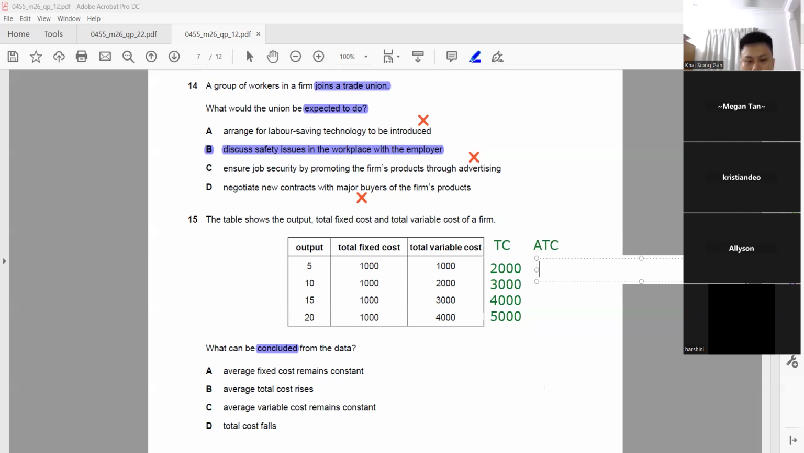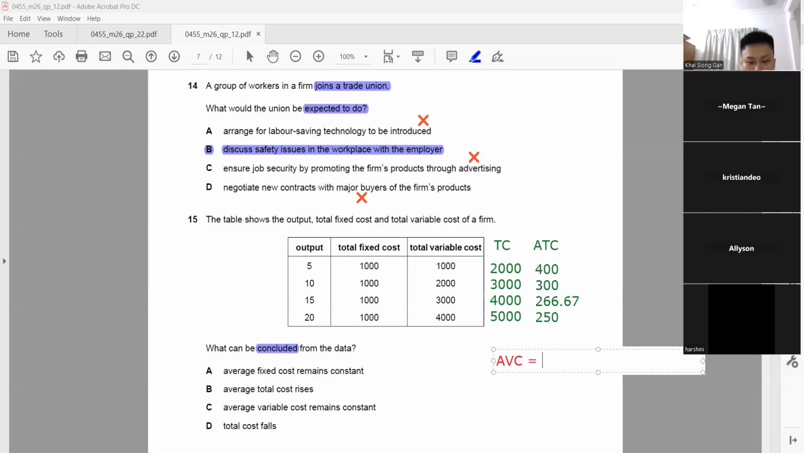So 400, 300. Then this one is how much? 4,000 divided by 15. 5,000 divided by 20 is 250. The average total cost is falling down. Why circle B? No, it's not B.